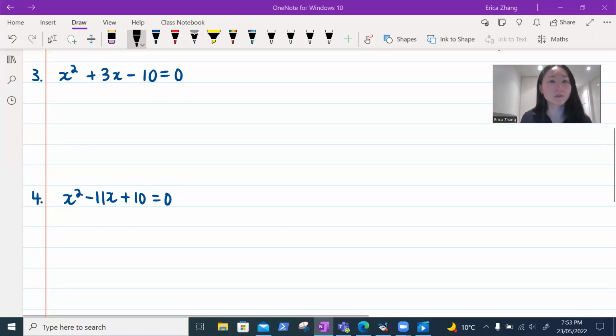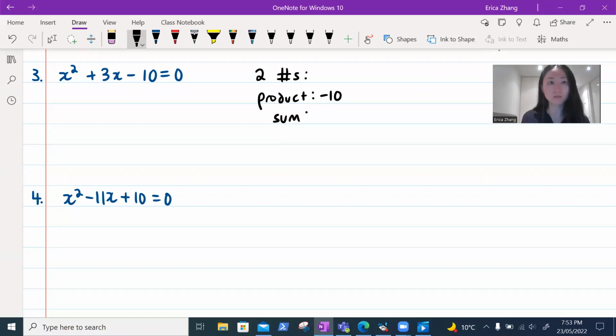All right, next example. We are still factorizing monic quadratic trinomials, and now we're looking for two numbers whose product is -10 and whose sum is +3. I just want to point out here that it's not always possible to factorize monic quadratic trinomials using this technique. As we'll see in upcoming examples, sometimes we need to consider other techniques.